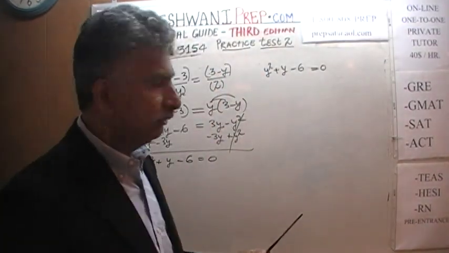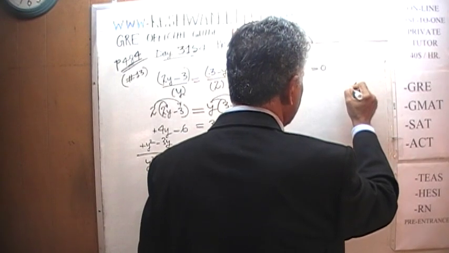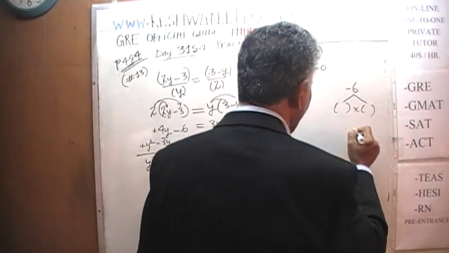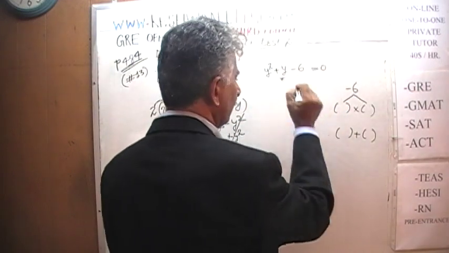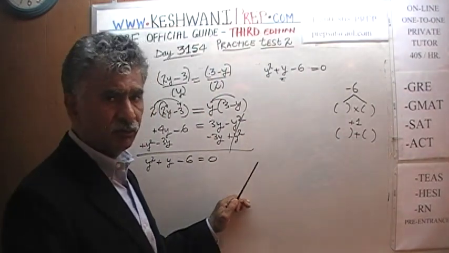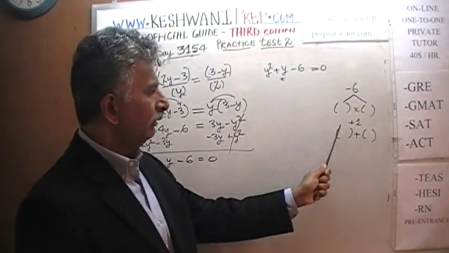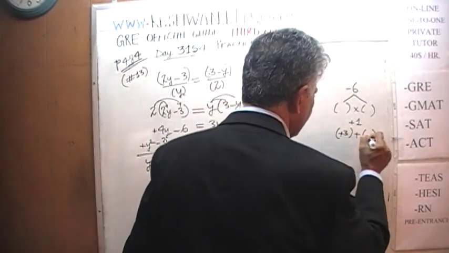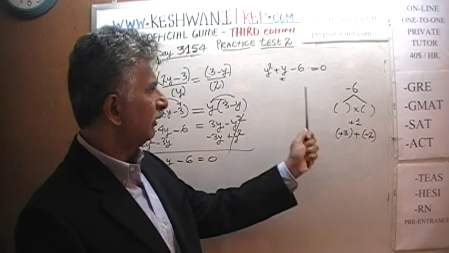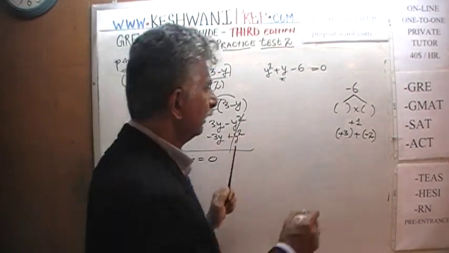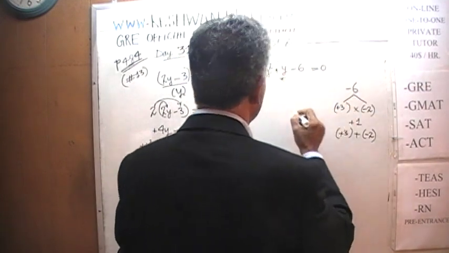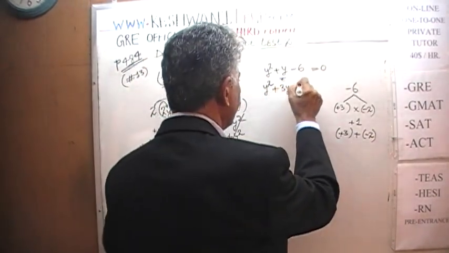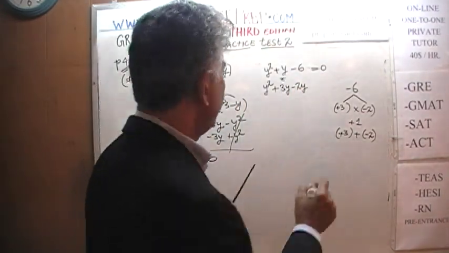In other words, we're looking for two numbers such that when we multiply them, their product is negative 6, and when we add them, their sum is positive 1. Can we think of two such numbers? The two numbers are going to be positive 3 and negative 2. When we add them, we get positive 1, which is our coefficient of y. And when we multiply them, we get the constant, negative 6. So we're going to write down our y as positive 3y and negative 2y. Positive 3y and negative 2y will give us the y that we have here. Minus 6 equals 0.